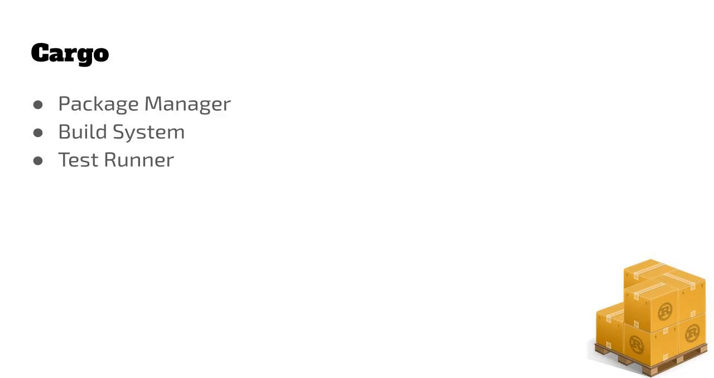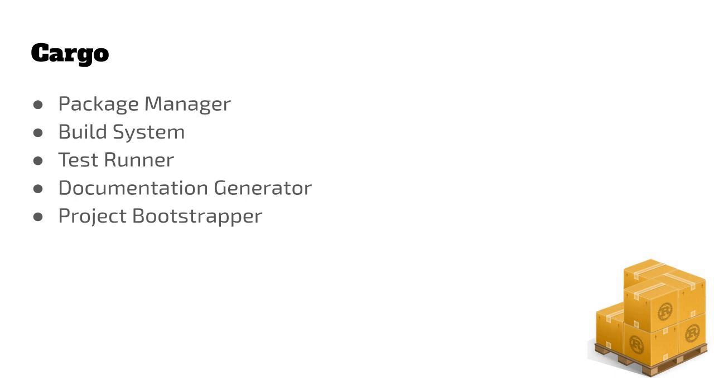Cargo is also the test runner. Cargo can execute unit and integration tests of a package. Cargo can build the documentation for the local package and all dependencies. Cargo can build a project skeleton and add all the necessary configuration files. It also initializes the project directory as a Git repository.